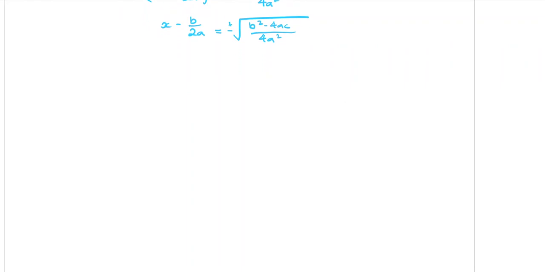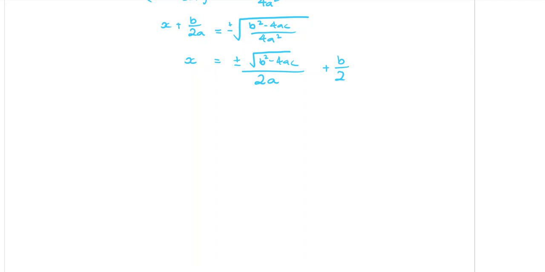Now the good news is that I can square root the bottom. So I'm going to rewrite that as plus or minus square root of b squared minus 4ac over, and square root in the bottom, square root of 4 is 2, square root of a squared is just a. Also, you'll notice that I've left off the minus b over 2a because I want to move that across to the other side. So I'm going to put minus b over, actually it becomes a plus when I move it, so plus b over 2a.